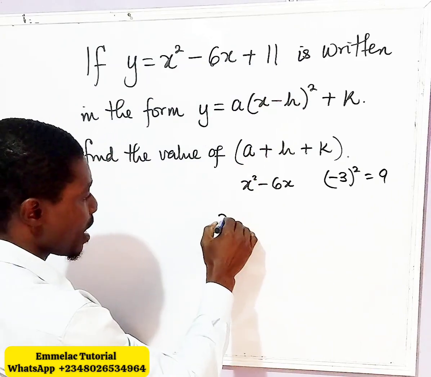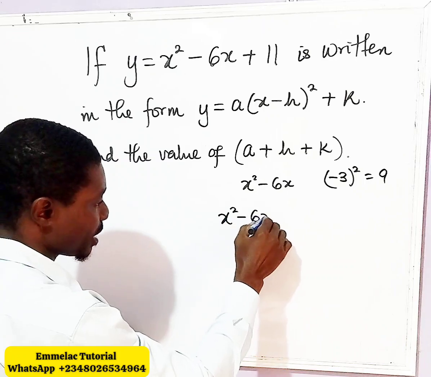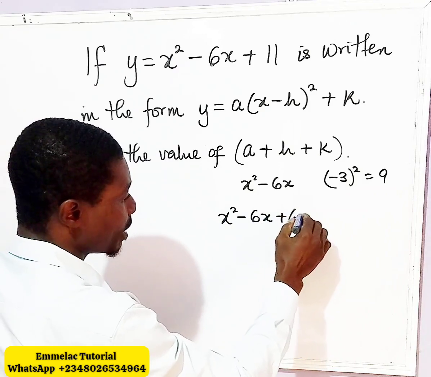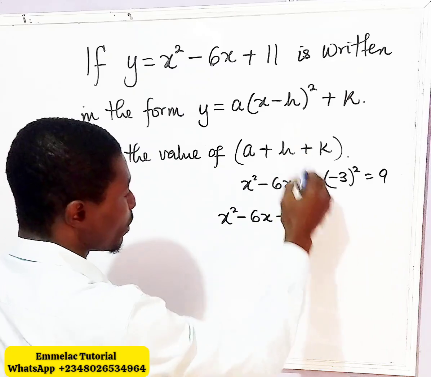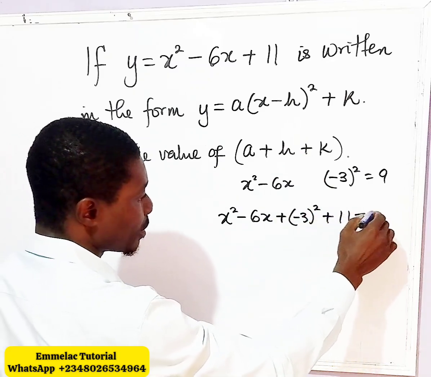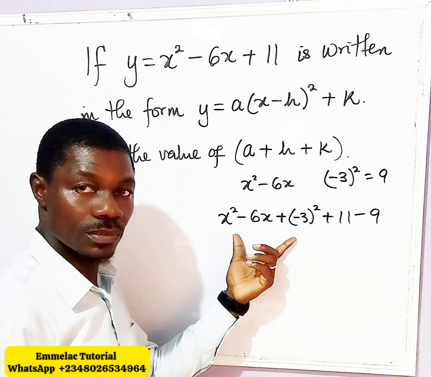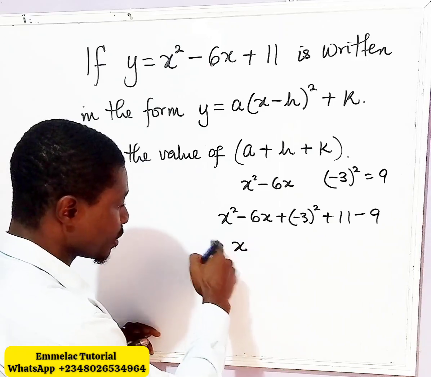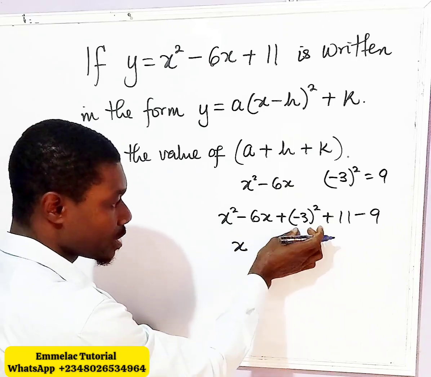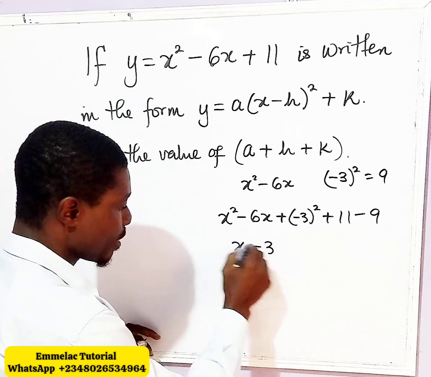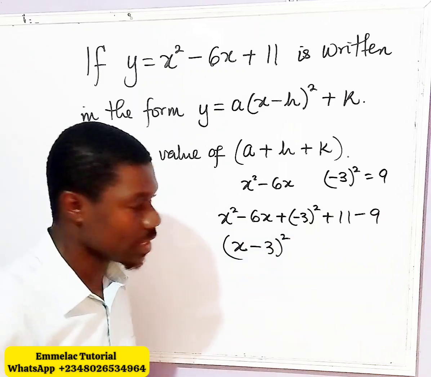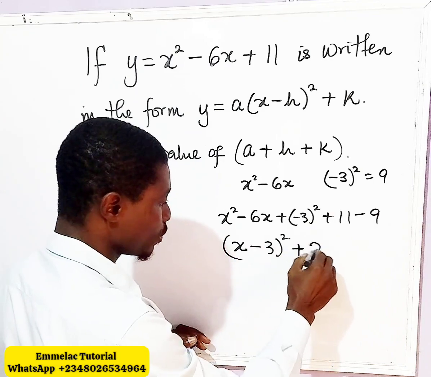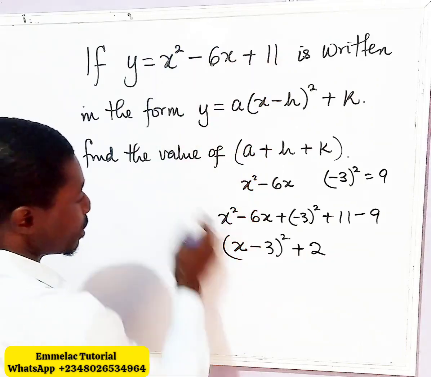So here we have x squared minus 6x, then plus this term, negative 3 raised to 2, now plus 11, then minus 9. So this now becomes a perfect square which can be rewritten in this form: x, just take one of the variables, then this constant term minus 3, then raise it to 2. Then 11 minus 9, that should give us 2. So here you have plus 2. So we've now transformed the whole of this into this.